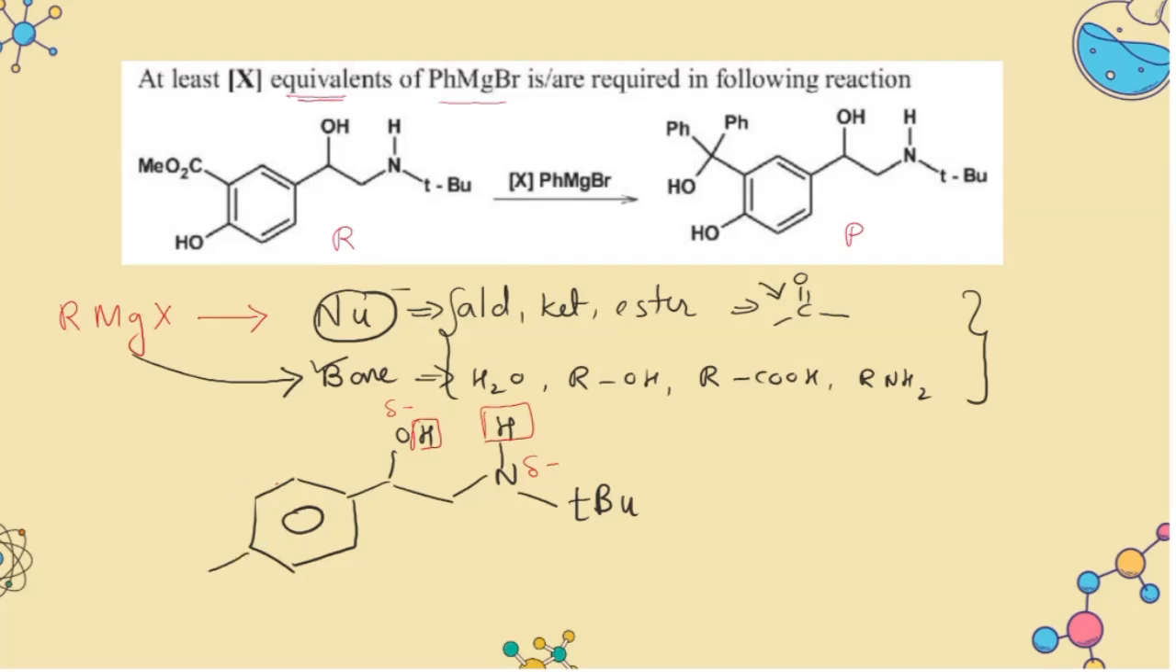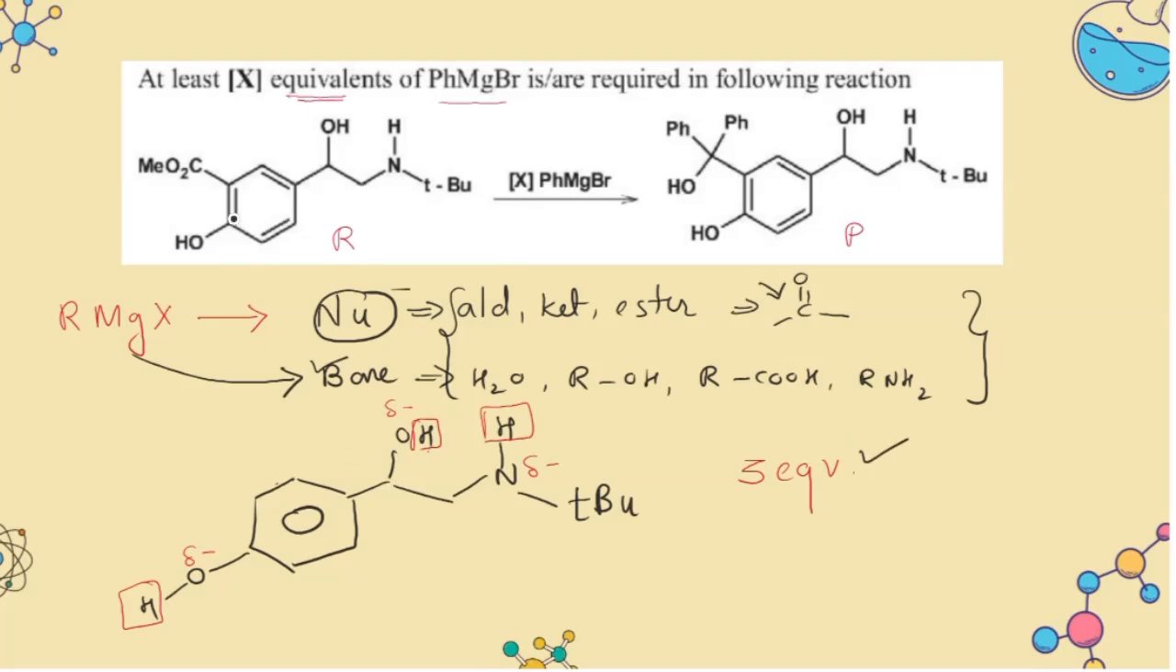And then what about here? OH. This is phenol. In fact, this will be more acidic than the alcohols. So this is still acidic in nature. So three acidic hydrogens are there. Therefore, we need three equivalents of Grignard reagent for these protons.